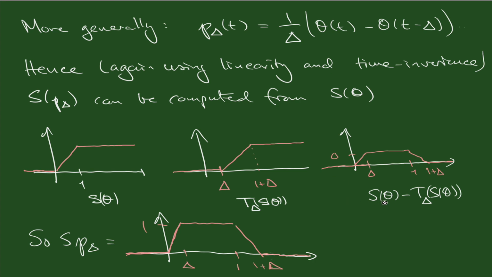Now, this is just S theta minus T delta S theta, and then we also need to multiply with 1 over delta, which rescales the y-axis, and we get something that looks like the picture at the far bottom of the page. And this will be the system response to P delta. And we can see here now that when delta tends to 0, what will happen is that this interval where the function increases will be shorter and shorter, and correspondingly the interval where the output then decreases again will also get shorter and shorter.